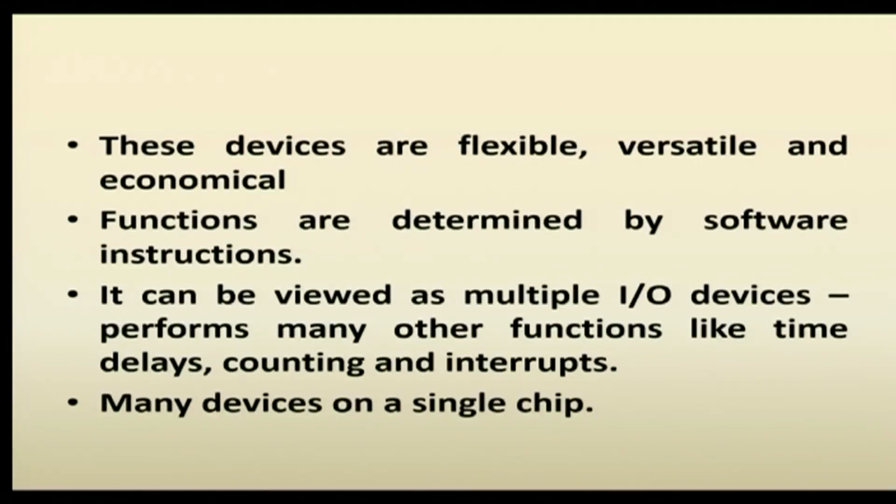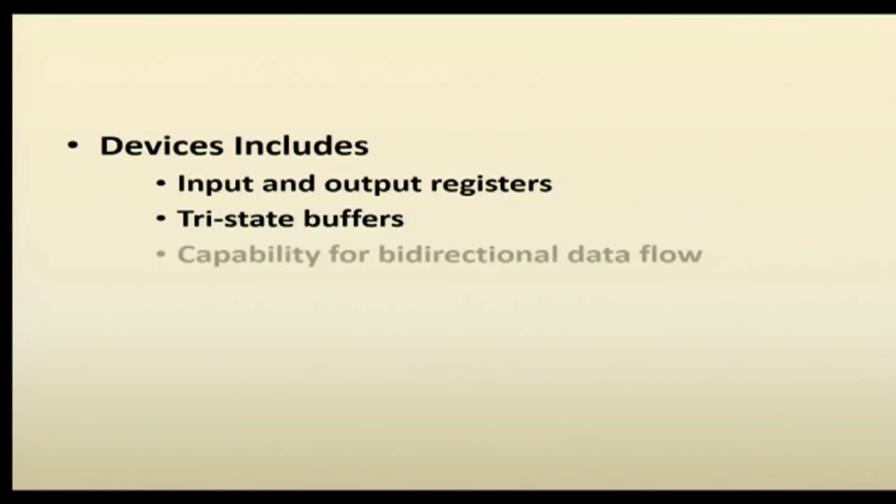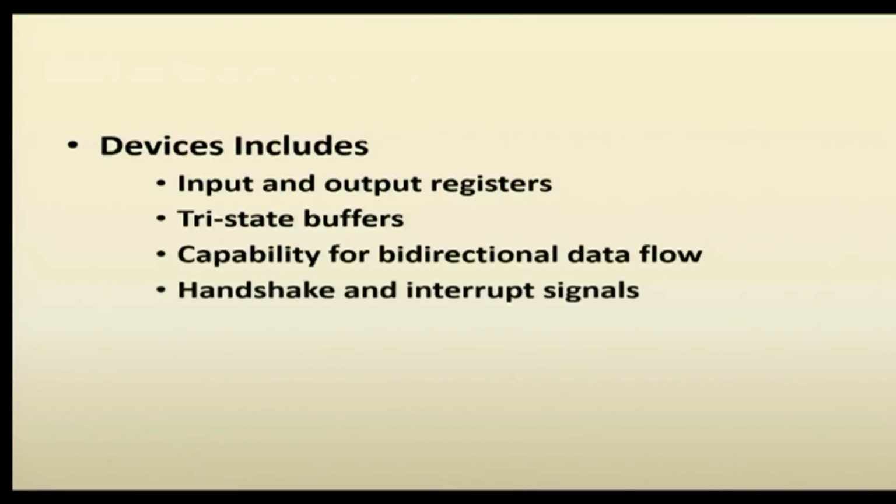It is also called a multiple I/O device, or simply we can define it as many devices in a single IC. In the programmable device, the included components are input buffers or input registers, output registers, then device select. These are the components supporting peripheral interfacing: input and output registers, tri-state buffers, capability of bidirectional data flow, and then some handshake and interrupt signals are used.